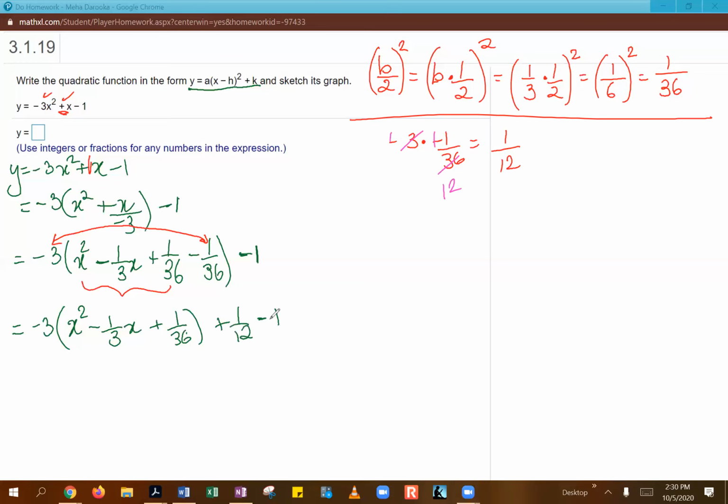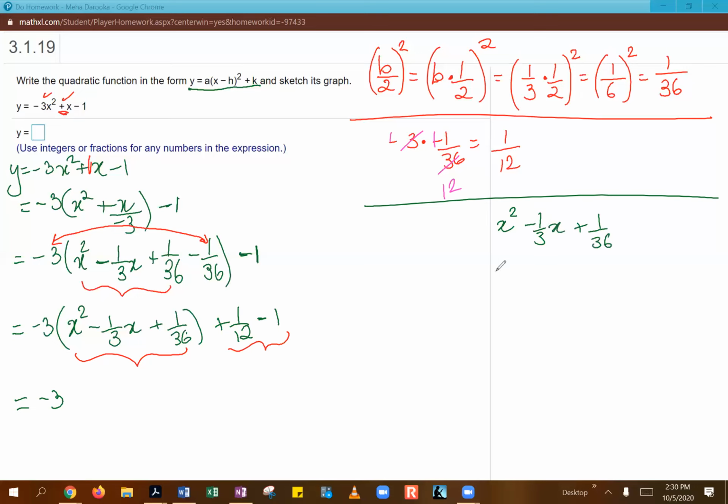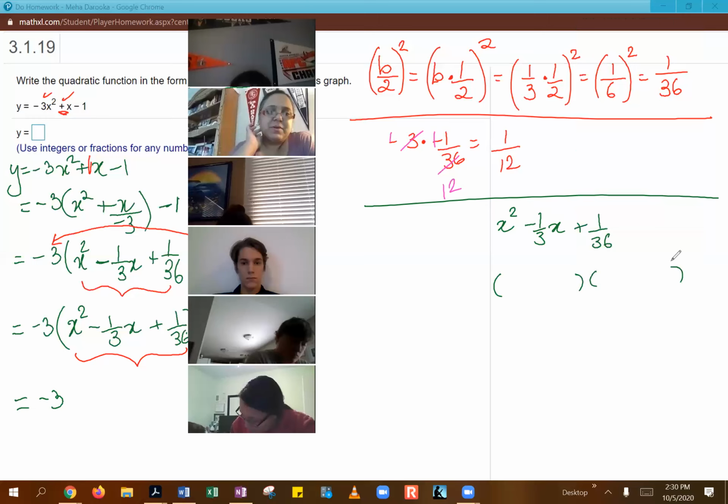And then don't forget that minus 1 from the beginning. And you're almost there. So at this point, we will need to factor this out. We will need to add both of these numbers, and we should be able to get our equation from the standard form into the transformation form. So we will still have that negative 3 on the outside. Now let's take a look at our x squared minus 1/3 x plus 1 over 36. So we need to factor this. And what do you think this will factor into?